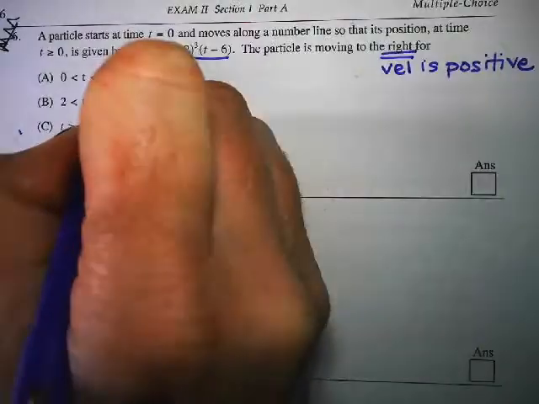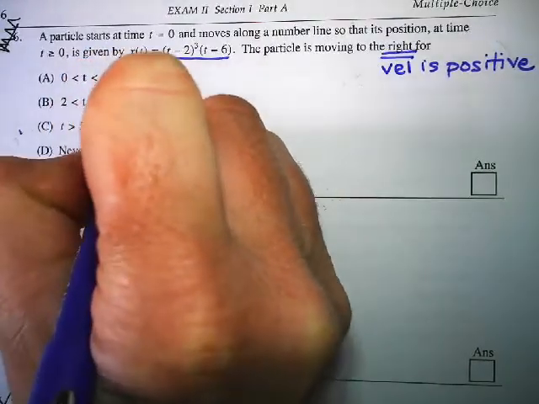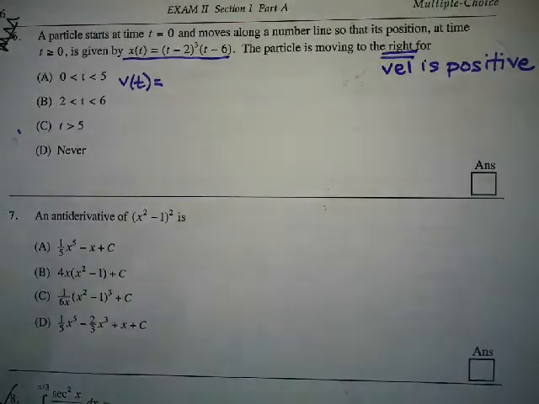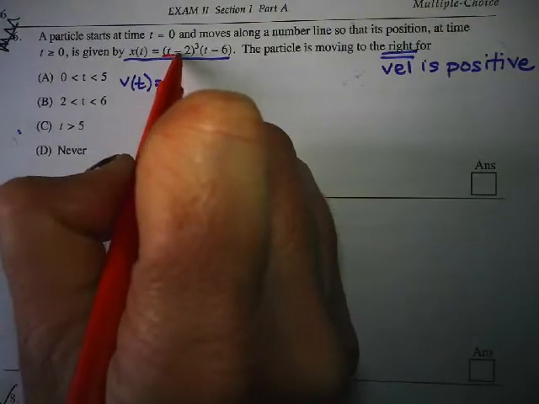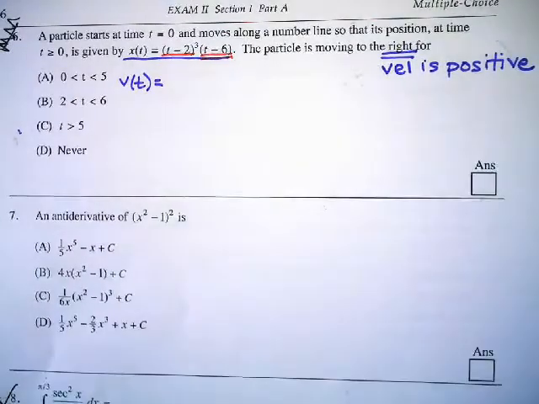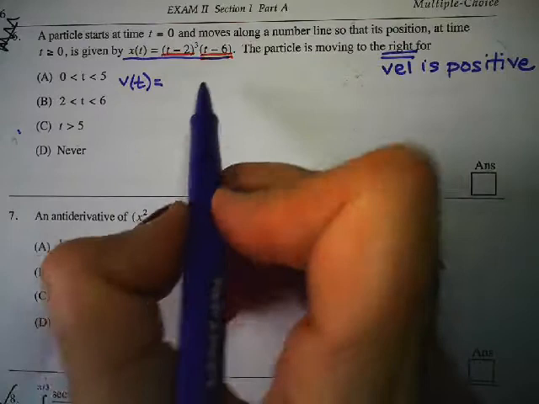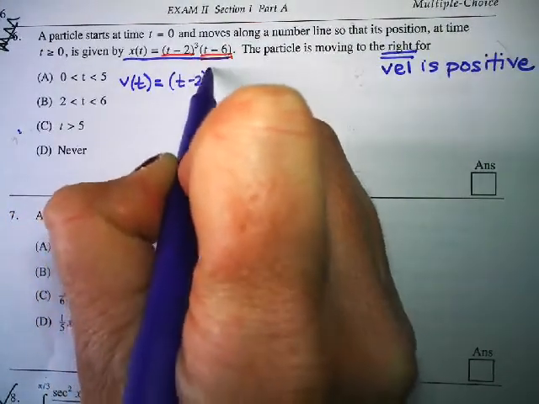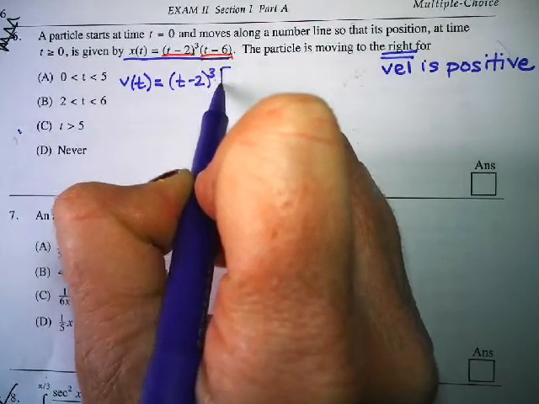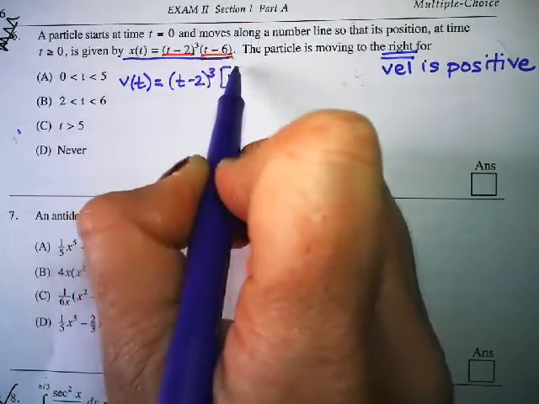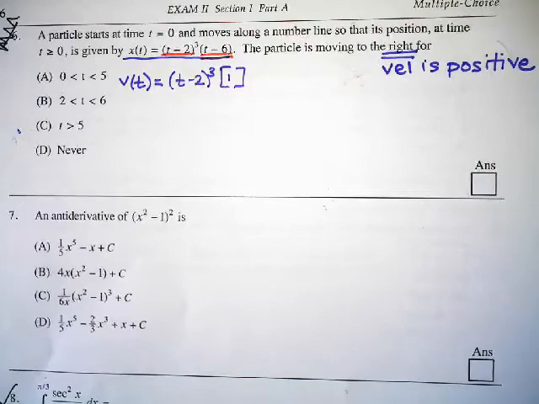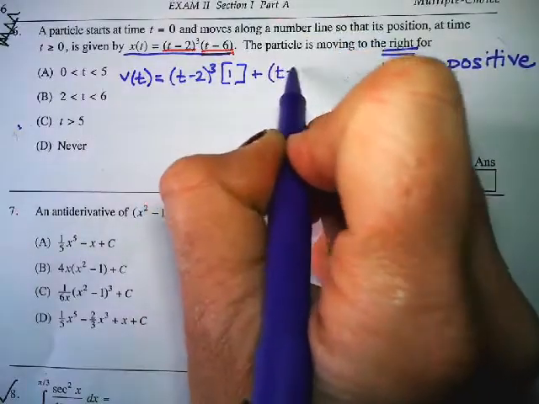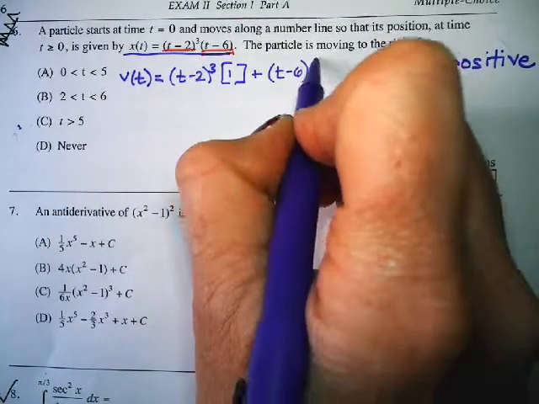So if I have x of t, my derivative is going to give me v of t. I'm going to have to do a product rule. Be careful when you run through this. This is your first. This is your second. Chain will show up. In the product rule, first, t minus 2 quantity cubed, times the derivative of the second, which is just 1. I could have done a parenthesis instead of a bracket. Plus the second term, t minus 6, times the derivative of the first term.